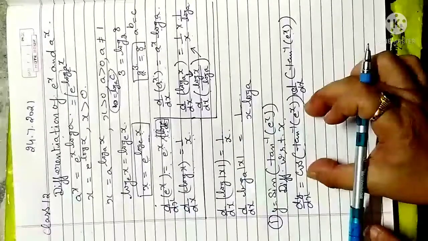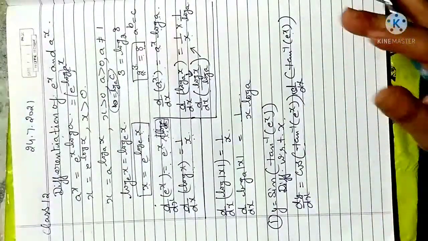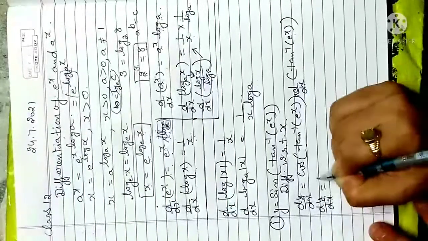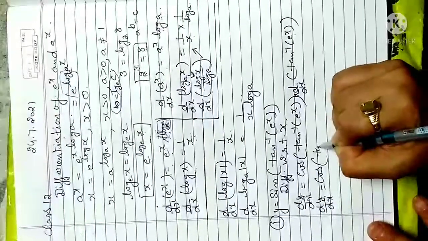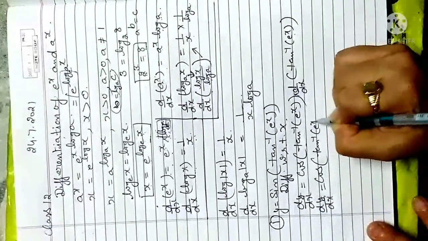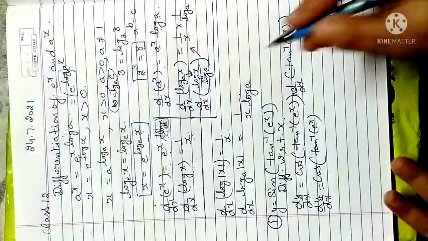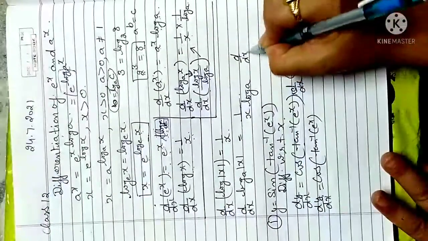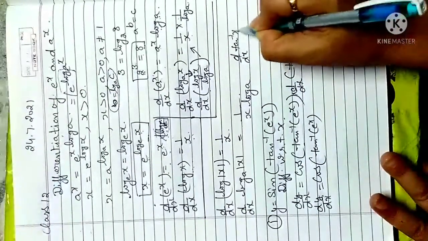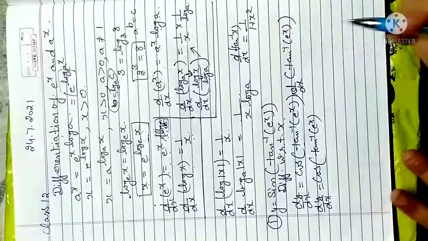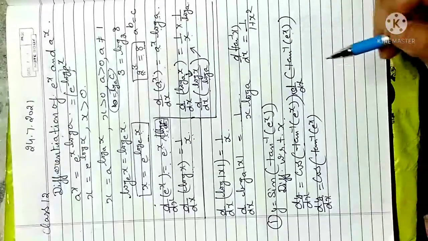Now, this term is free from differentiation. You can carry on till the end of the question. Because of tan inverse e raised to power x, here you have to differentiate tan inverse x, and the differentiation of tan inverse x is equal to 1 upon 1 plus x square.